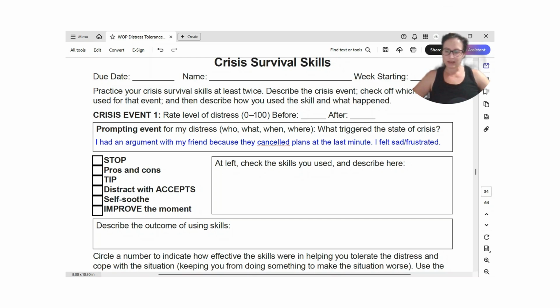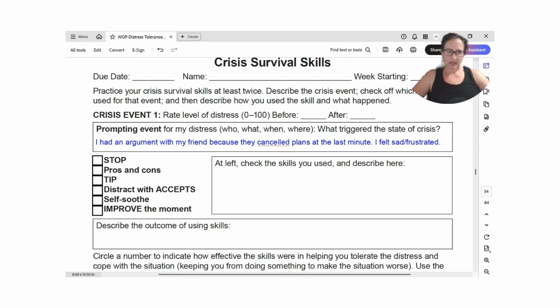So I've written here, I had an argument with my friend because they cancelled plans at the last minute, and I felt sad and frustrated. Notice that the prompting event is written just the facts and non-judgmentally, so it avoids labels, blame, or assumptions. It's just a description of what happened and not your opinion of it.